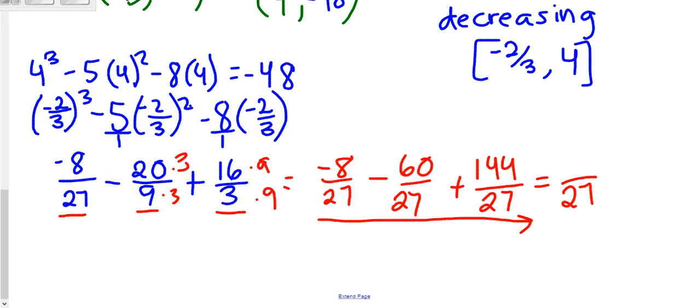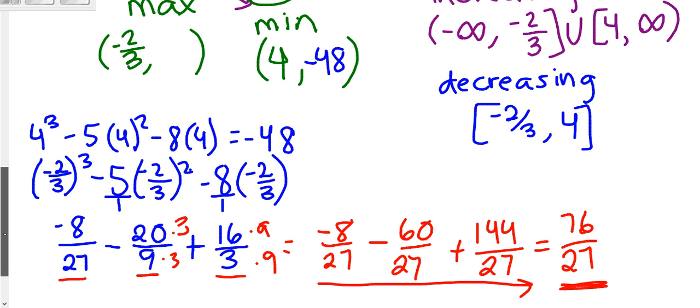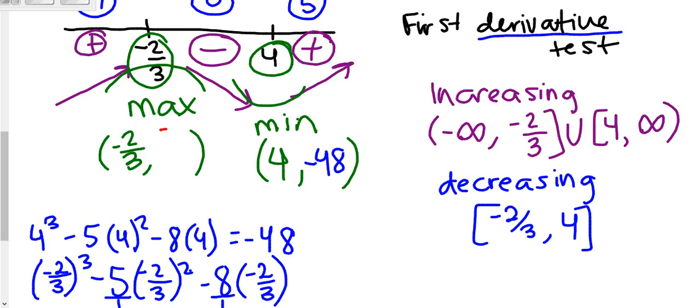So my denominator is still 27. 8 minus 60 plus 144 is not 116. I did that wrong on my paper. So if you take a second and pull up your calculator, make sure we do this right. We have negative 8 minus 60 plus 144. We'll get a positive 76, which is not divisible by 3, so we can't reduce that fraction anymore. So this is our y value for the maximum, 76 over 27.